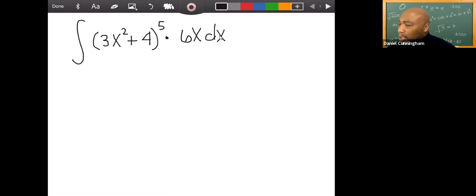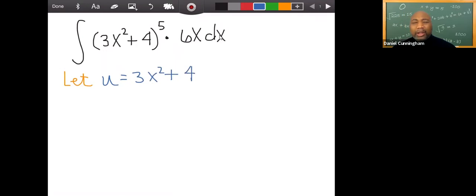So for this one, let's say we let u equal what? What do you want u equal? Where do you see the derivative? Do you see a derivative somewhere here? So in this case, I'm going to let u equal 3x squared plus 4. And the reason I'm letting that happen is because I see du with respect to dx. If I take that equation u with respect to x, it's going to give me 6x.